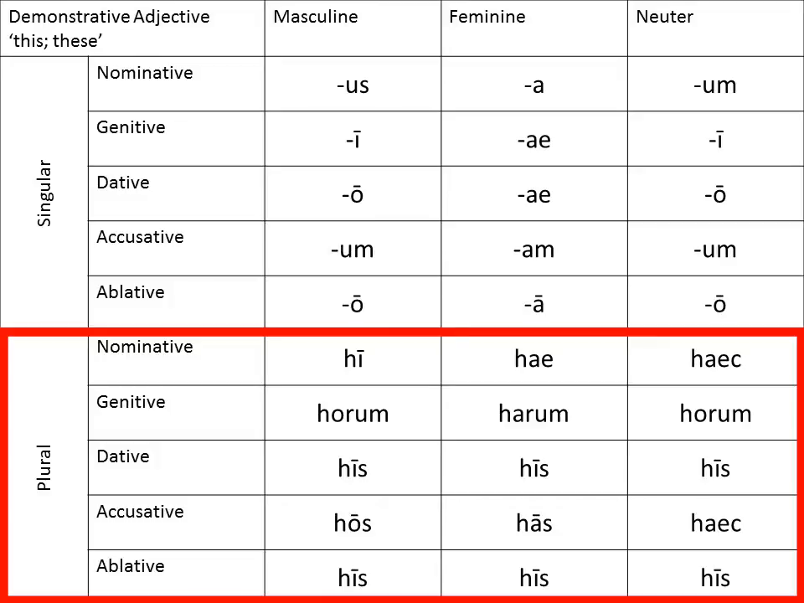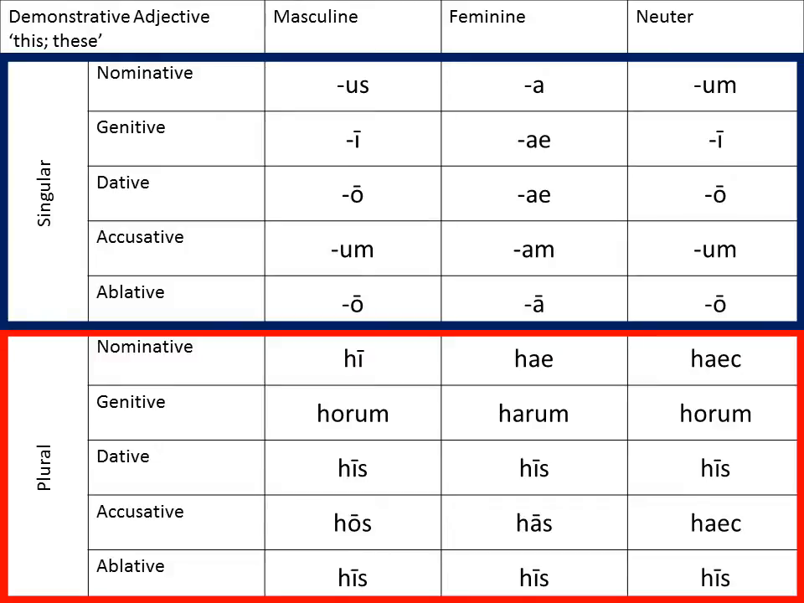Pronunciation, here we go, starting with the masculine nominative and working our way across the rows. Hi, hae, haec, horum, harum, horum, his, his, his, hos, has, haec, his, his, his. Very simple, not too bad, right? Very, very easy.